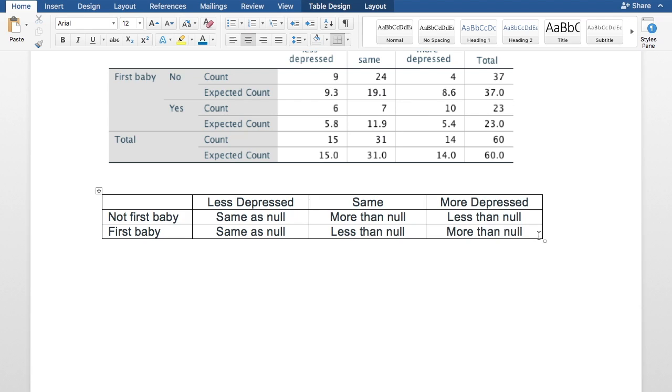So this pattern tells us that those first-time mothers definitely are experiencing more depression. And another way to think about that is that there is a relationship between having had children before or not and the level of depression that you experience postpartum.